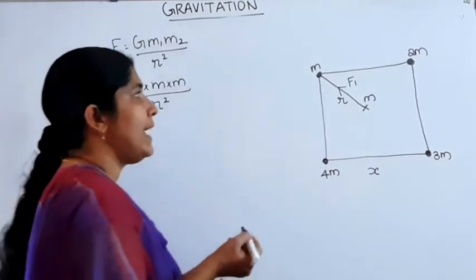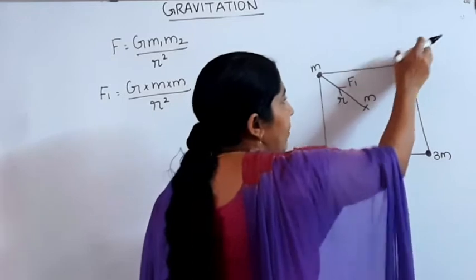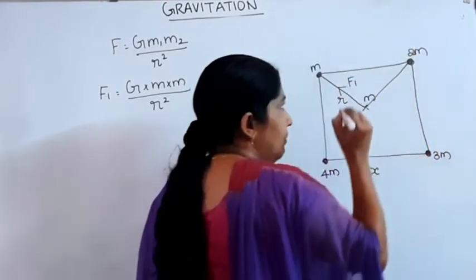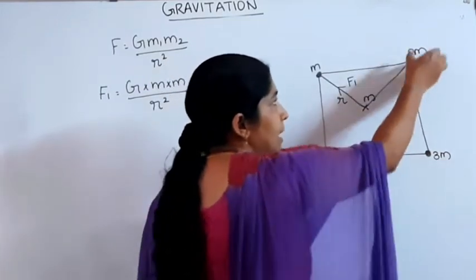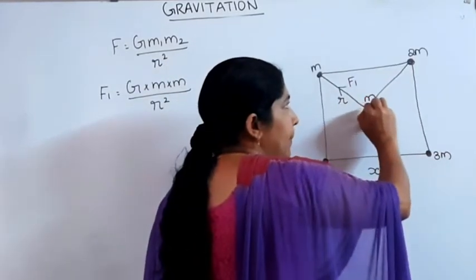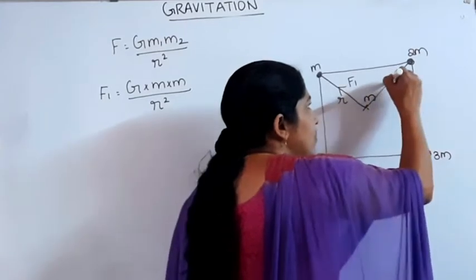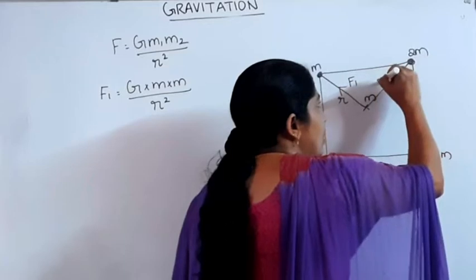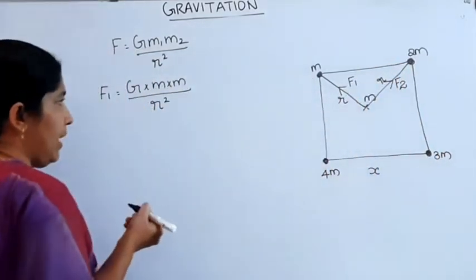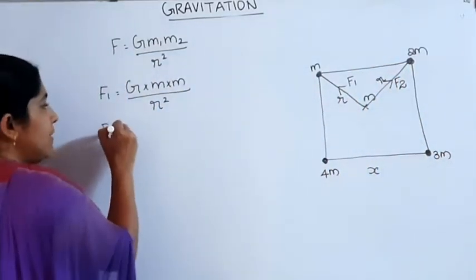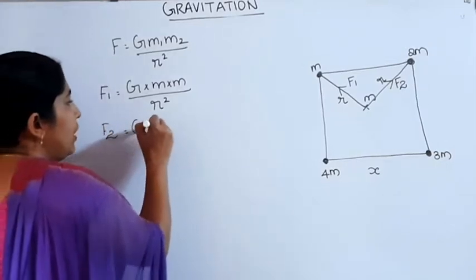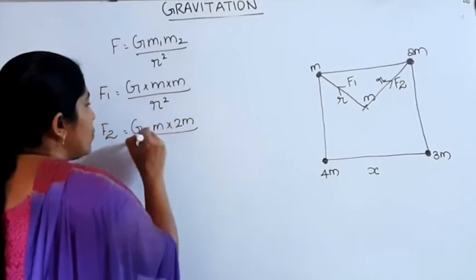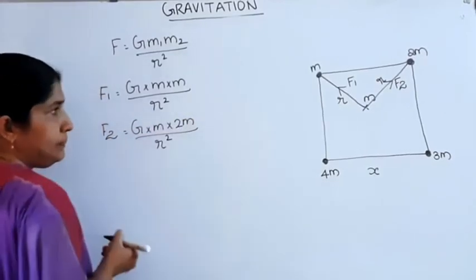Then what about the force exerted by 2m on small m? That force is also attractive. This 2m mass attracts the small m in this direction. That force is written as F2, and this distance is also equal to r because it is a square. Then F2 is equal to G into small m into 2m divided by r square. This is the second force.